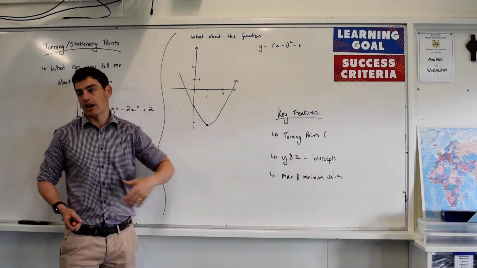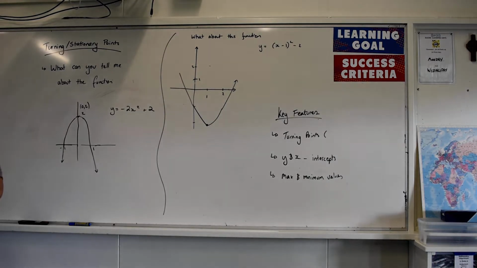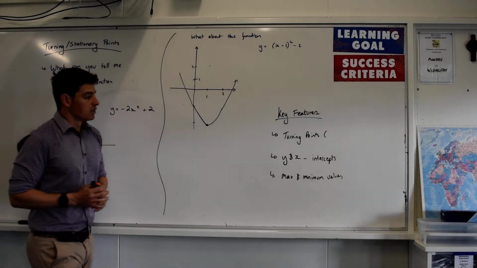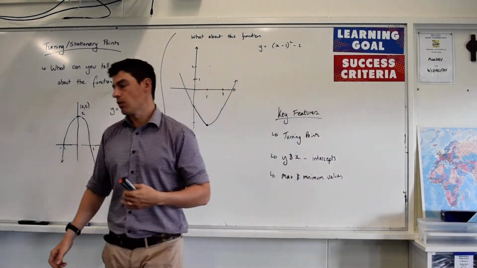Y and x intercepts. How do we find a y and x intercept? We let y equal 0 to find our x intercept, and we let x equal 0 to find our y intercept. We've now got a technique that allows us to find our turning points. How do you think we can do that?